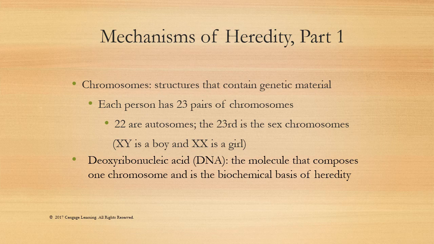Deoxyribonucleic acid, or fancy word for DNA, is the molecule that composes one chromosome and is the biochemical basis of heredity. So basically you have your cells in your body, and you have your DNA as your blueprint. The blueprint tells the cell what it's supposed to be. So you have cells for your eyes, and you have a DNA pattern for your nose and how tall you're going to be. So each cell has its own DNA pattern in it. So we're going to go through and look at how these chromosomes become you and become me.